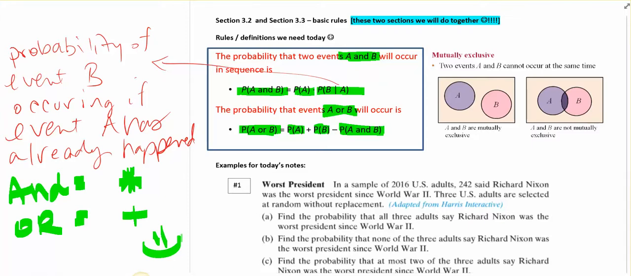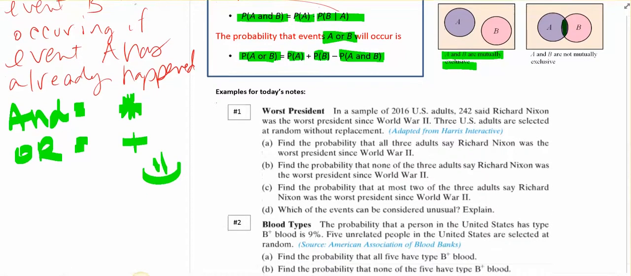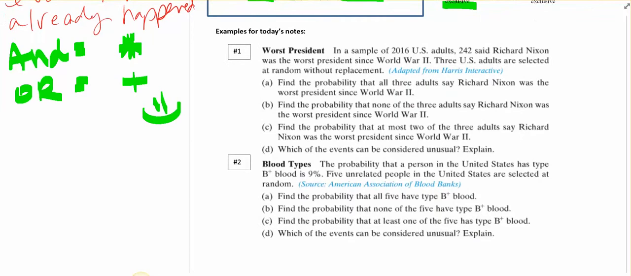The last thing I have noted is another definition over here to the side called mutually exclusive. Two events cannot occur at the same time. If you notice, this first Venn diagram has a picture of mutually exclusive, so the probability of A and B happening at the same time is 0. This dark purple piece is the probability that they both happen. So they overlap, right?